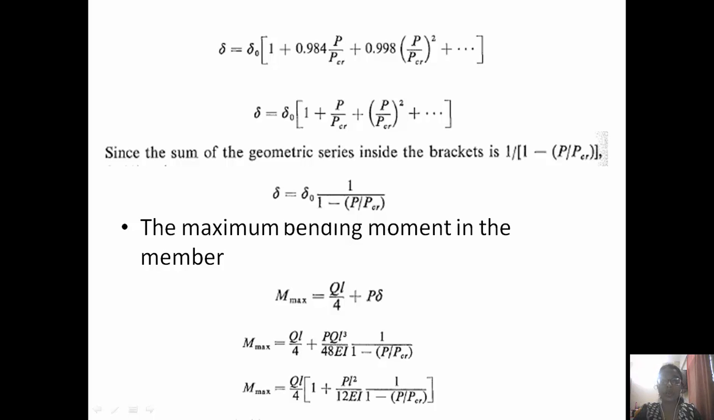Now we'll see the bending moment part in the member. As we know, the maximum bending moment occurs at the center of the span, which can be written as QL by 4 plus P into delta. As we have calculated the value of delta above, we substitute the value of delta back and we obtain M max is equal to QL by 4 into 1 plus PL square by 12 into 1 by 1 minus P by Pcr.